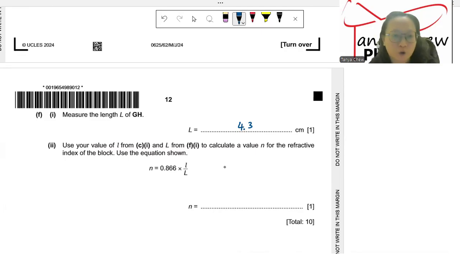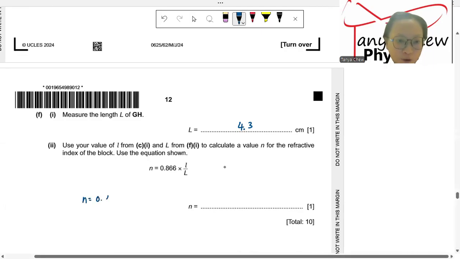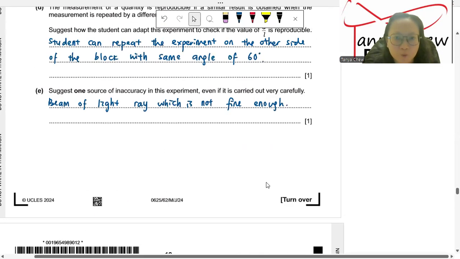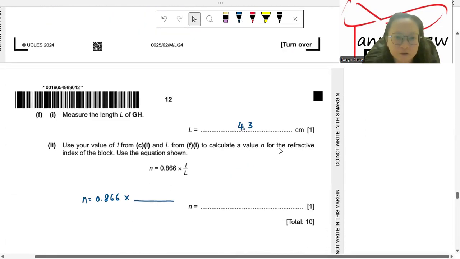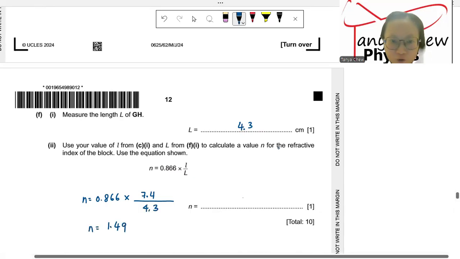Use the equation shown. N is equal to 0.866 times the L I calculated from part C 1, which is 7.4. So 7.4 divided by 4.3, and the N that I got was 1.49. There is no unit for N, because refractive index has no unit.